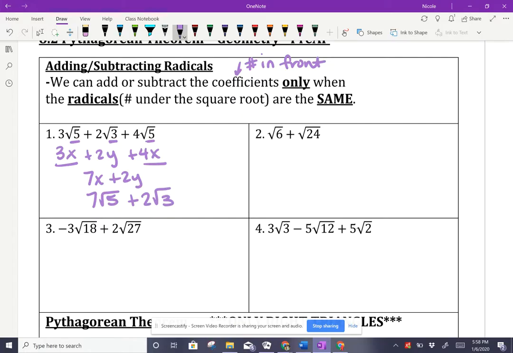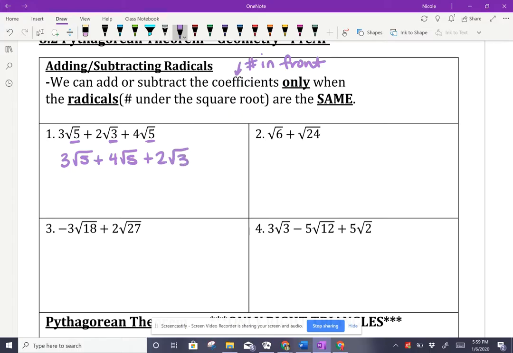Okay, so again, you combine like terms. So square root of 5 and square root of 5, so 7. And if you need to rewrite it in a different order, put the things that are like terms next to each other first, that's fine. 3 plus 4, 7 square root of 5 plus 2 square root of 3, and then stop. There is nothing else I can do here. I cannot combine those square roots anymore. That is the most simplified this gets.